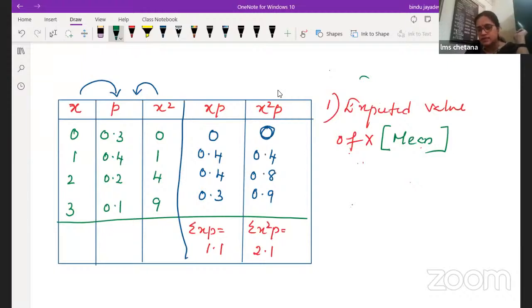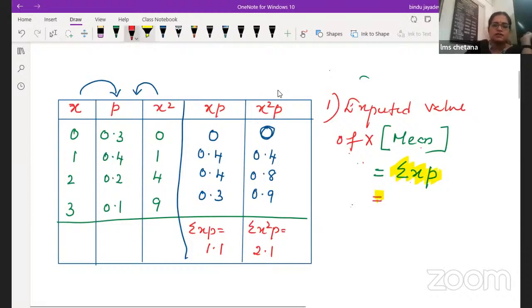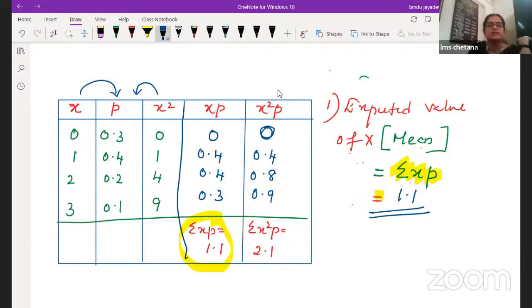This is the formula: sigma xp. What is the formula? Sigma xp. You have the ready-made answer with your table. Sigma xp is equal to 1.1. Directly write; there is no calculation required. The answer is ready. Therefore, what is the first answer? B answer is 1.1. Clear?